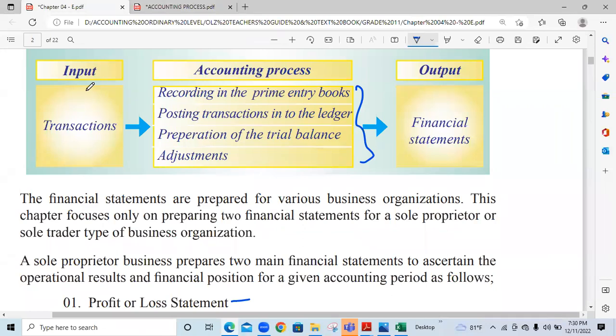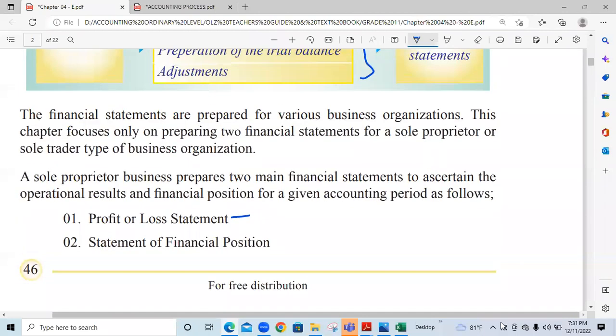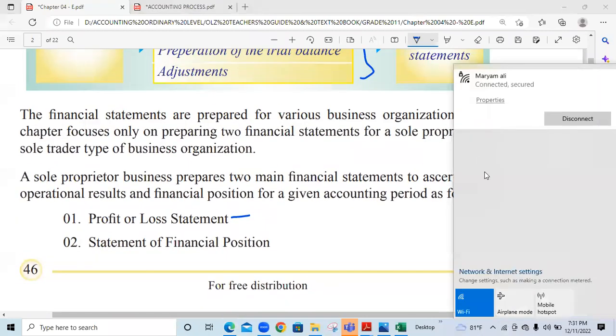Prime entry books, recording in the ledger, trial balance, adjustment, correction of errors. All these are the process in order to get the output. Output is the financial statement. So guys, if you're a sole trader, which is one owner, if you are a one-owner business, the main two financial statements are the statement of profit or loss and the statement of financial position. Guys, when you go to A levels, you will study more than 2.